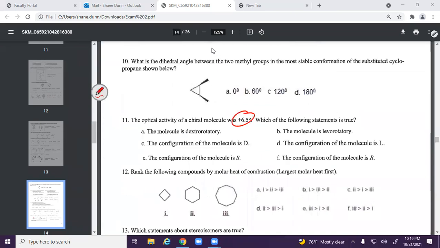It's positive, which makes it dextrorotatory. So the answer is A. Levorotatory is negative, so it's wrong. And you can't have conformation of D or L, and they are opposite of R and S. They're not the same thing, they're different. So that's the answer.